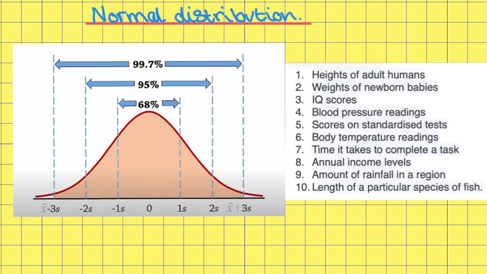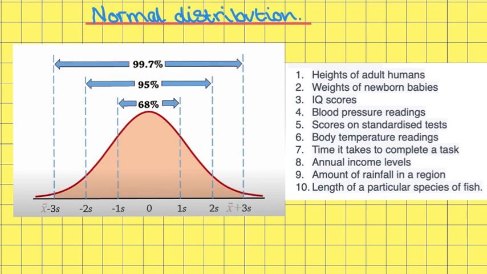Many natural phenomena, such as height, weights, and IQ scores, are normally distributed. Here is a list of 10 that are normally distributed: the heights of adult humans, weights of newborn babies, IQ scores, blood pressure readings, scores on standardized tests, body temperature readings, time it takes to complete a task, annual income levels, amount of rainfall in a region, and the length of a particular species of fish.